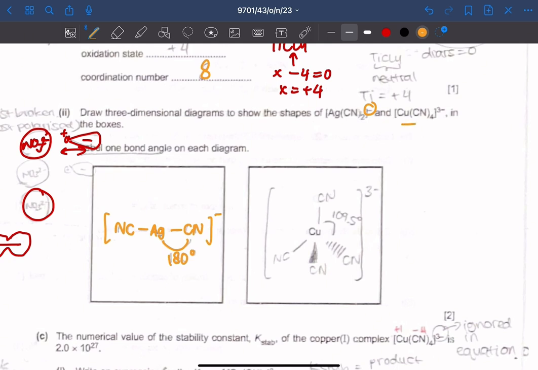And for [Cu(CN)4]3-, from the 4 alone, we know that it's a tetrahedral shape. So we should draw it in 3D structure with this shaded and this, and then draw the angle of tetrahedral at 109.5 with the charge of 3-, and done.